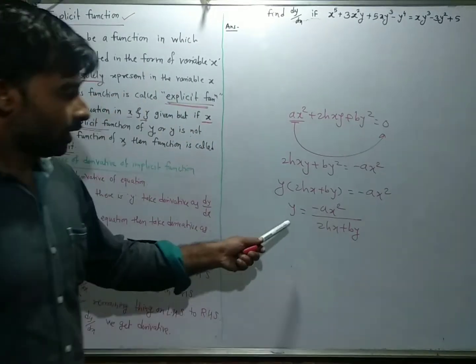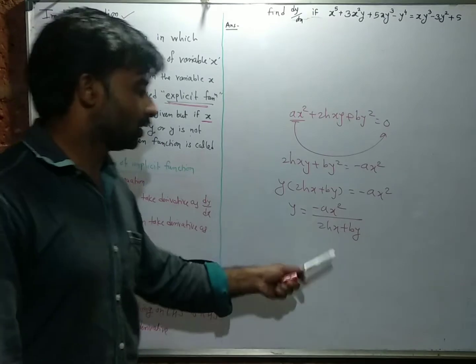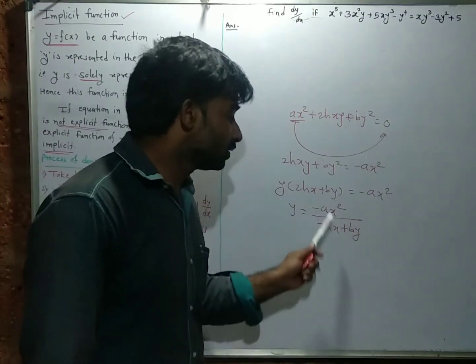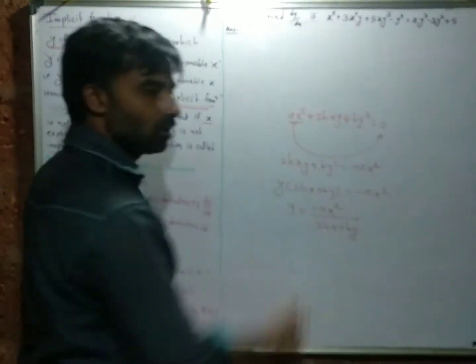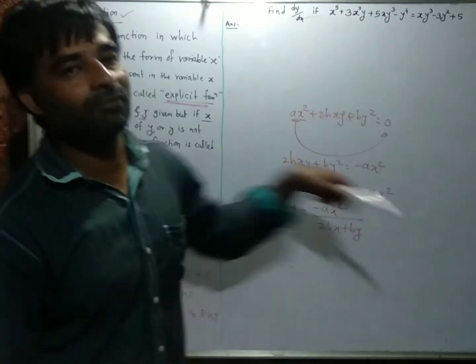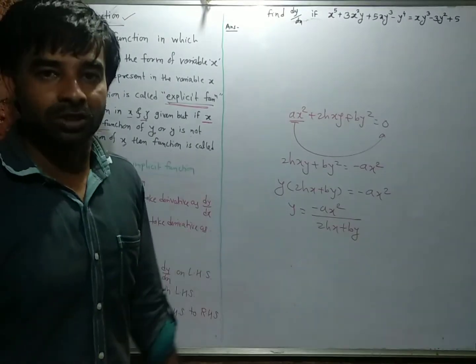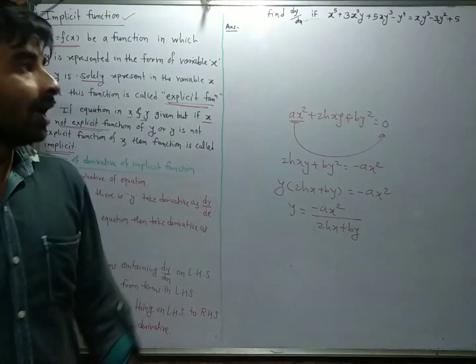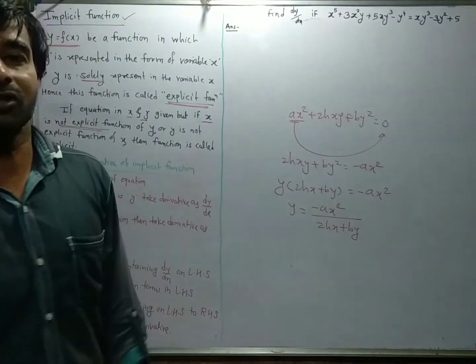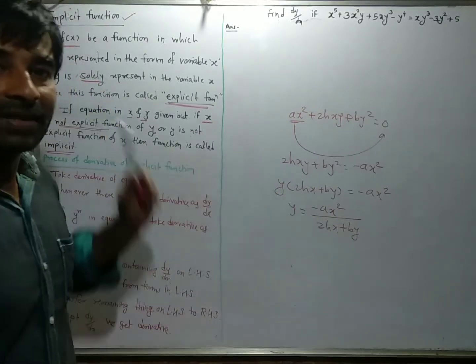Here, can we represent y in the form of only x? No. Here y is represented in the combination of x and y. If we take x also common and represent x in the form of y, at that time you get the same situation where x and y are not separated from each other. At that time, that type of equation is called an implicit function.